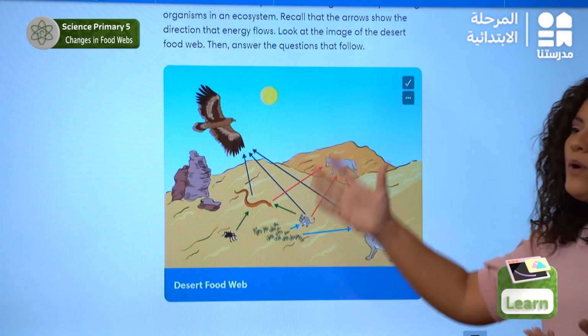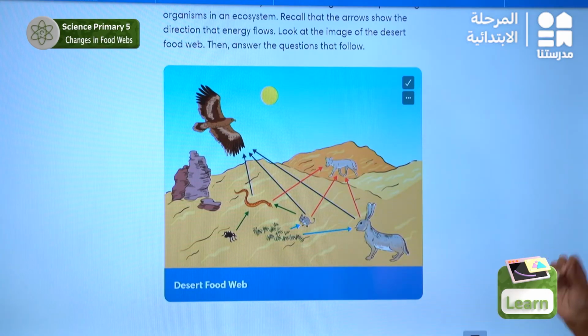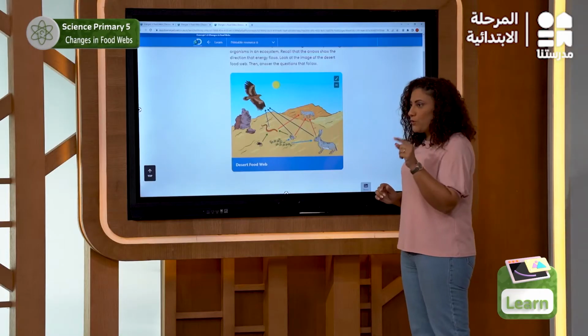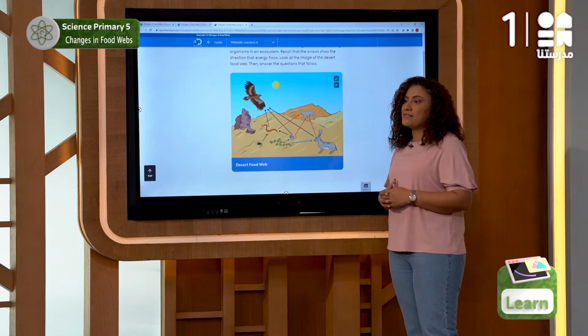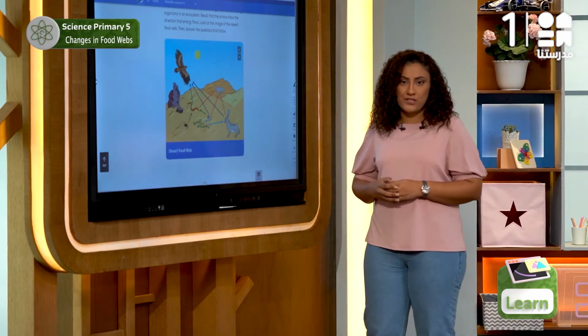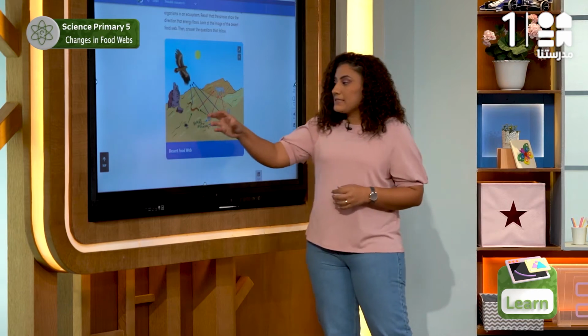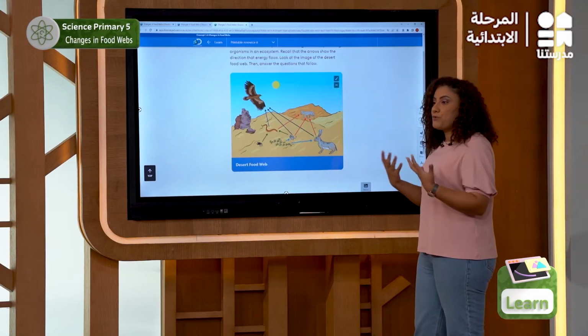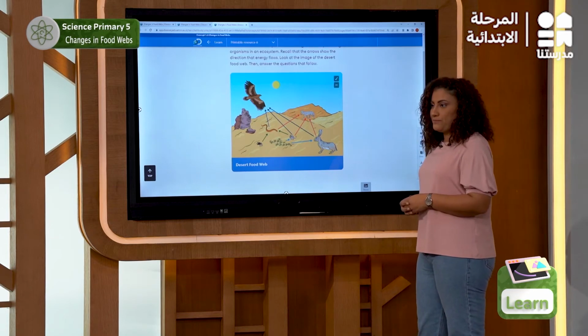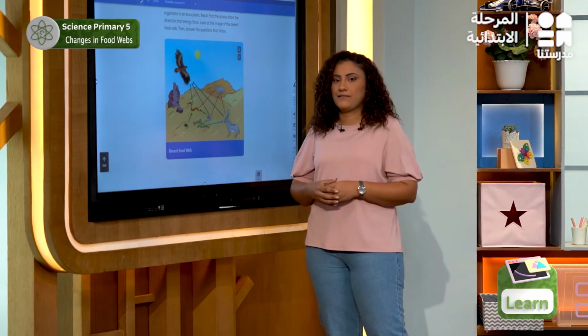But where does the energy flow start? I know that all of you remember that it starts from the plants, which are our producers. So the plants absorb the energy from the sun and then produce their own food. And who feeds on the plant?